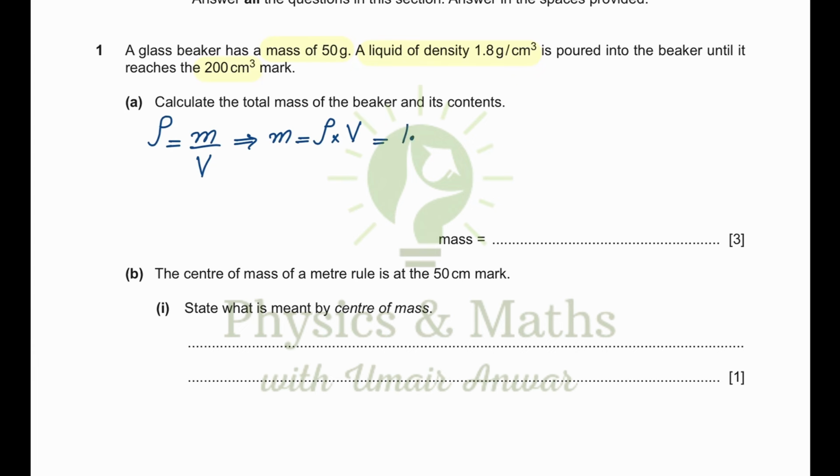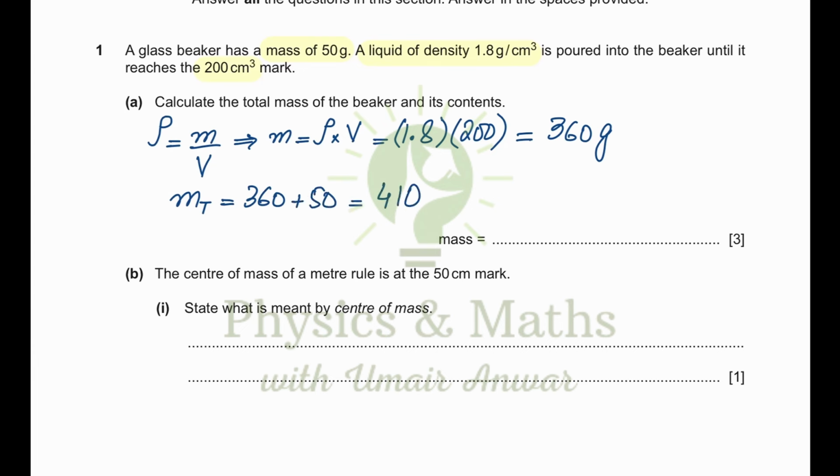The density of the liquid is 1.8. The volume of the liquid is given to be 200 centimeters cube. So the answer is 360 grams. And since we have to find the total mass, for that we would be adding the mass of the beaker in the answer. So the total mass is going to be equal to 360 plus 50 for the beaker. So the final answer is 410 grams, and we would be writing 410 grams in the answer space.